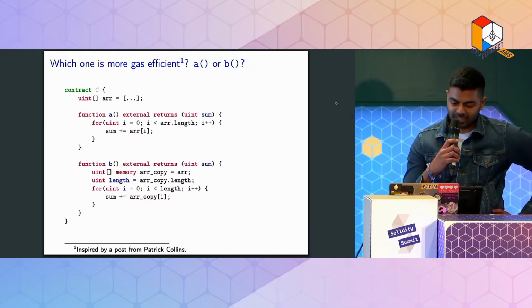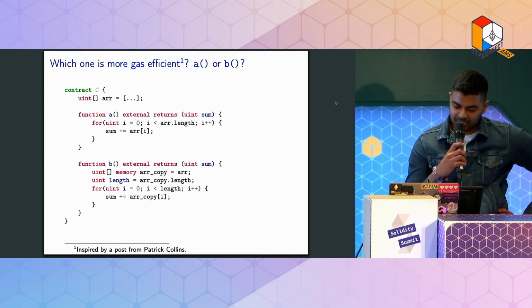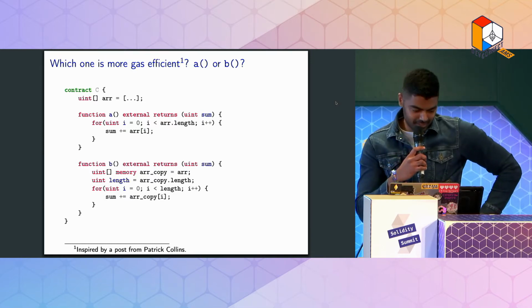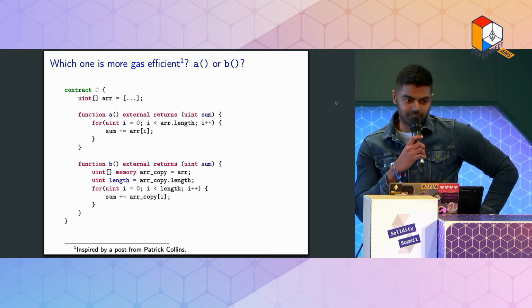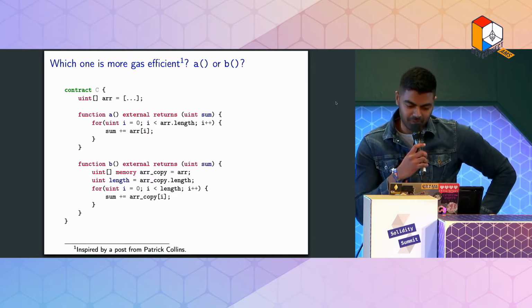So I want to start my talk with a trivia question. I have a contract with two functions here. The question is, which one is more gas efficient?